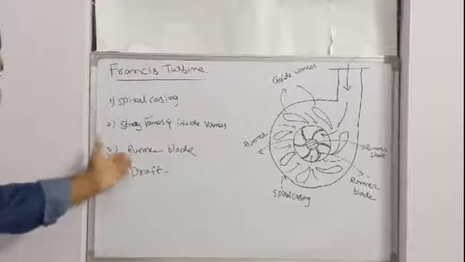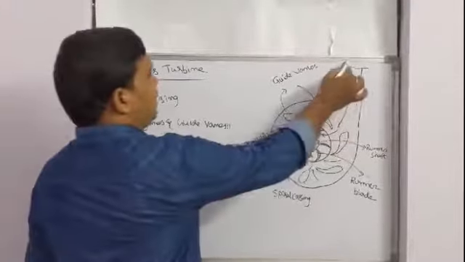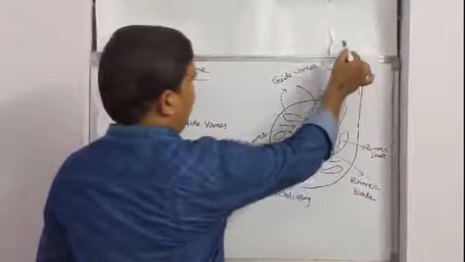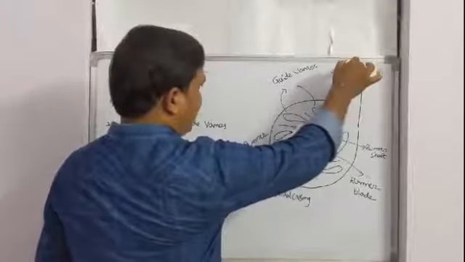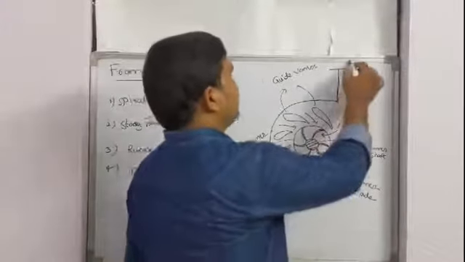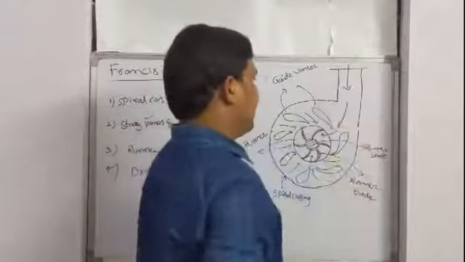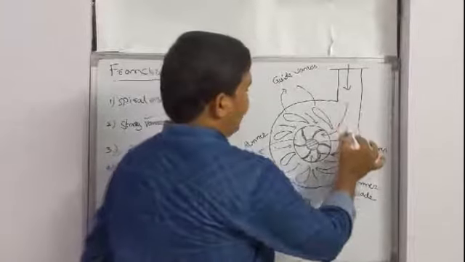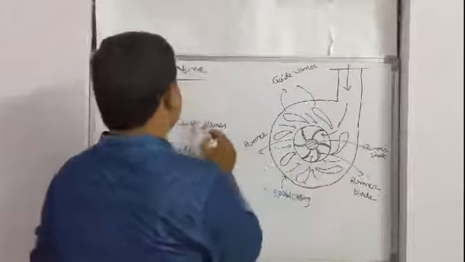Coming to the working principle, the water comes from the head of the water, from the dam through the penstock, and enters the spiral casing. After that, it goes through the stay vanes, then the guide vanes.